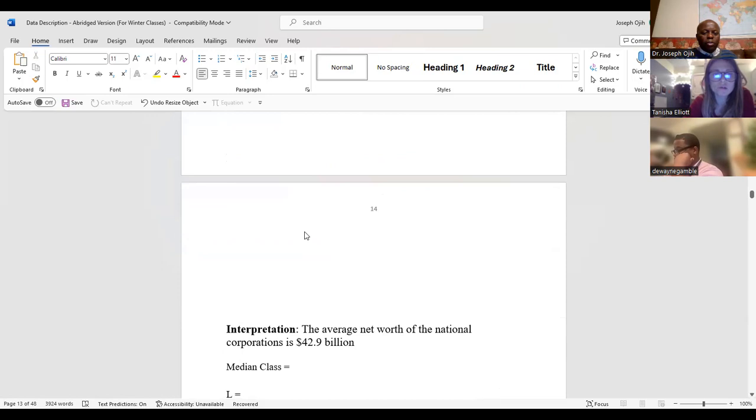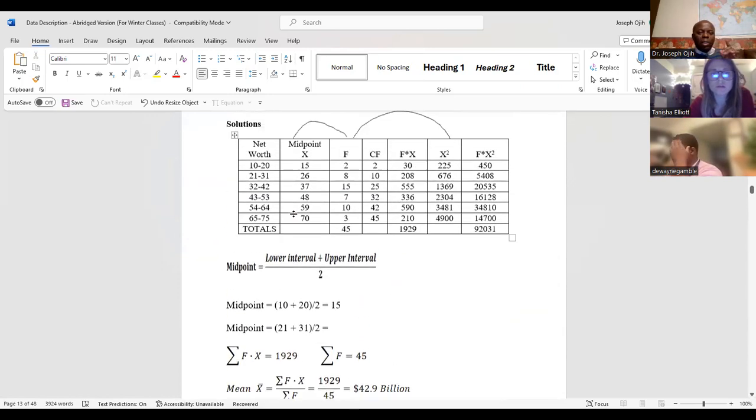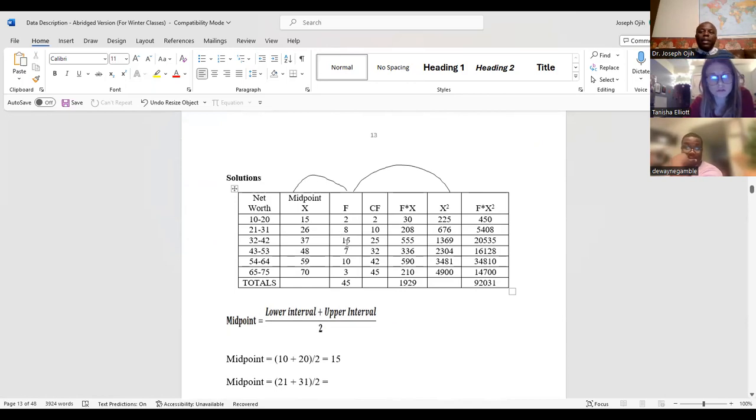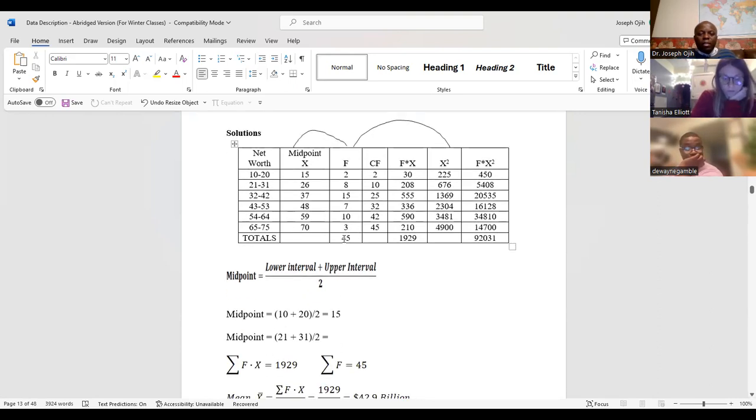So for this, let's find the median. To find the median, we need the median class. Remember, the median is a number in the middle, right? But for grouped data, because they are grouped, it is difficult to find it. So we use the median class, that is the class that contains the median. That's why we need the cumulative frequency. Remember that this is 45 total, right?